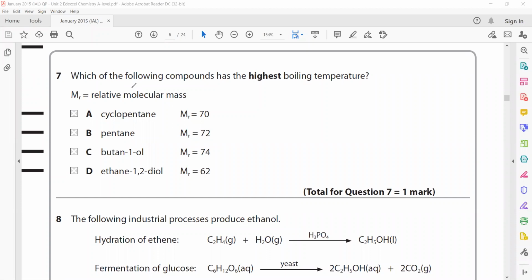Which of the following compounds has the highest boiling temperature? When you check cyclopentane, it will have London dispersion force or dipole induced dipole force, which are weaker. Pentane also will have dipole induced dipole force, which is also a weak force. Butan-1-ol will have hydrogen bonding because of OH, as well as dipole induced dipole and dipole-dipole force. And ethane-1,2-diol has two OH groups, so stronger hydrogen bonding. That's why this will have the highest boiling point.